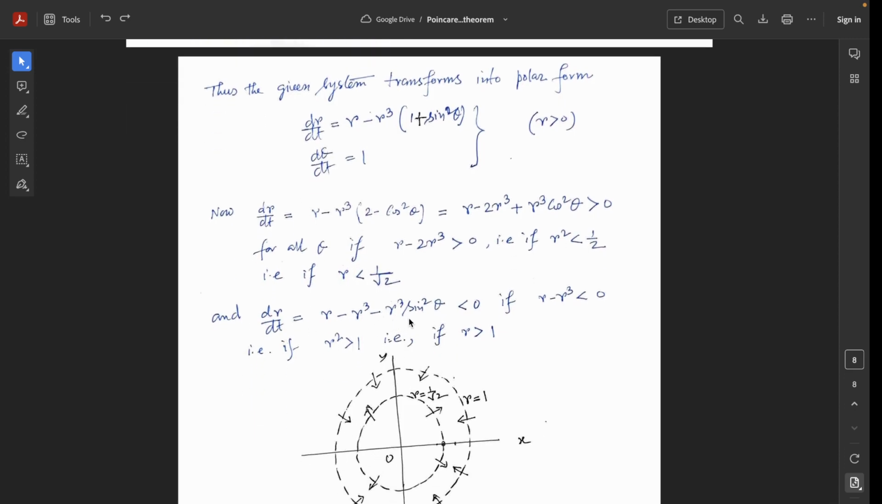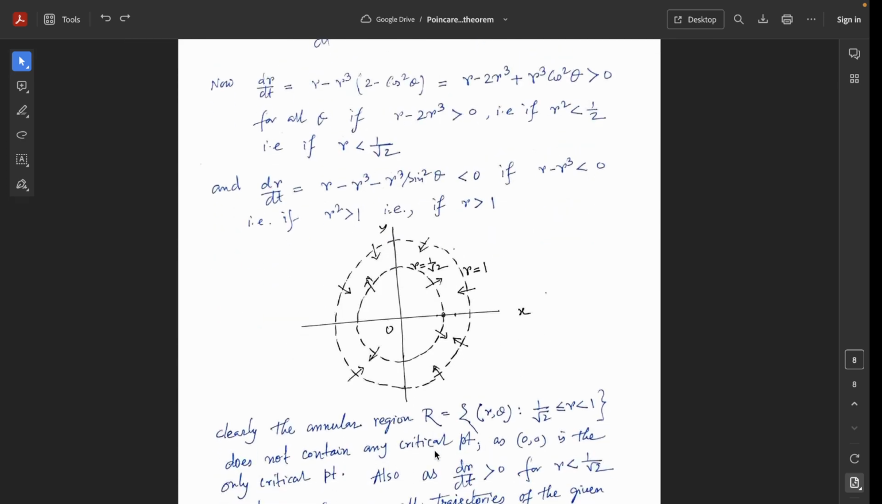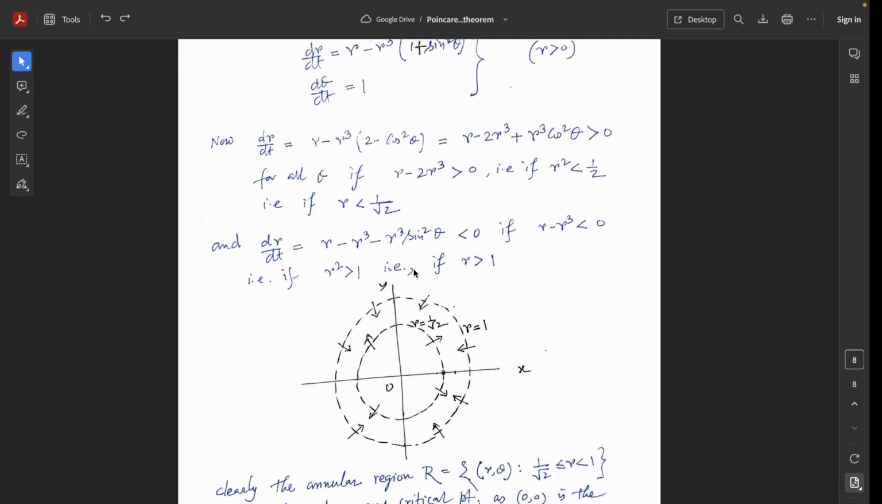And dr/dt equals this. Obviously this is negative if r minus r cube is negative, because the term minus r cube sine square theta is always negative. So if r minus r cube is negative, then dr/dt is negative. This gives r greater than 1. So this is the annular region: the outer circle is r equal to 1 and the inner circle is r equal to 1 by root 2.